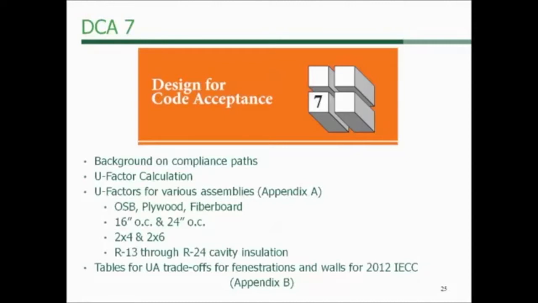It has background on compliance paths, just like we went over in this presentation. It has U factor calculations, just like we went over in this presentation. It has U factors for various assemblies in Appendix A, which are those tables that I was showing you. And it's got them for OSB, plywood, fiberboard, studs at 16 inches on center, 24 inches on center, 2x4 studs, 2x6 studs, and cavity insulations R13 through R24. And then in Appendix B, it's got that UA trade-off for fenestrations and walls for the 2012 IECC.